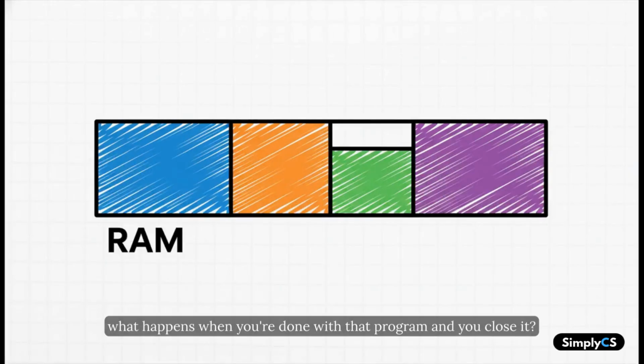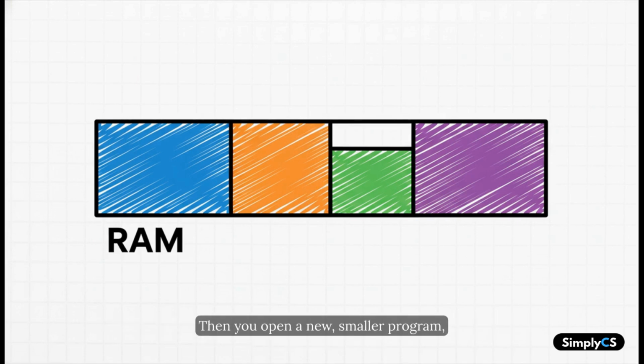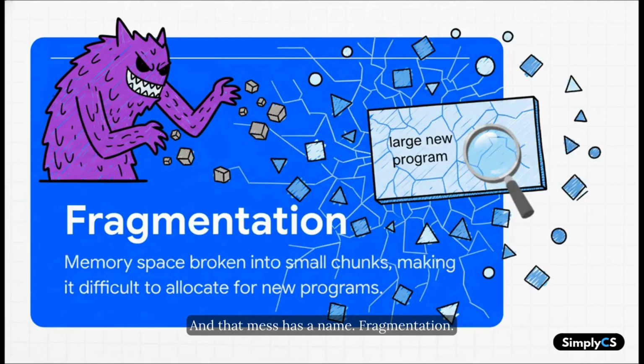But, okay, what happens when you're done with that program and you close it? Well, it leaves a hole. Then you open a new, smaller program, and it might fill part of that hole. And as you open and close stuff all day long, your memory isn't this neat set of shelves anymore. Nope, it becomes a mess of little, unused gaps scattered all over the place. And that mess has a name: fragmentation. This is the bad guy of our first chapter.